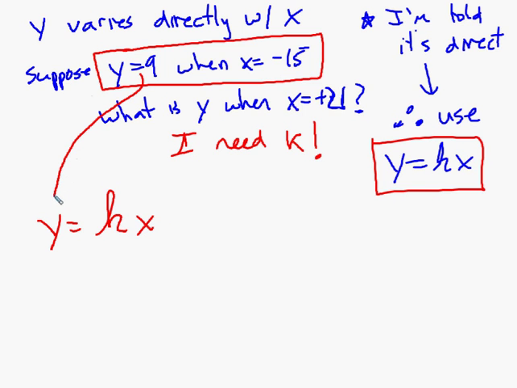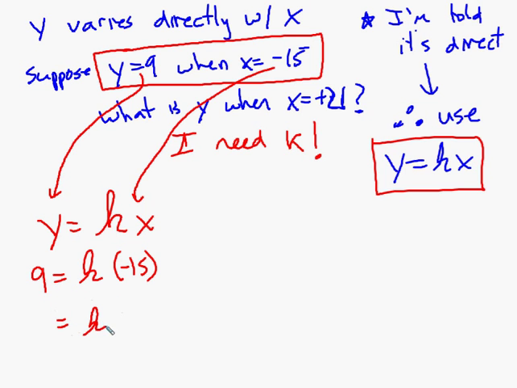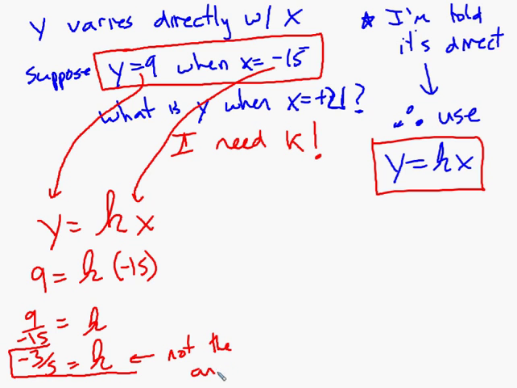So y is 9 when x is negative 15. So I just plug those in, which is actually what we just did when we asked the question. Is it a direct variation? This time we're finding k, so we divide both sides by negative 15. And I can reduce this fraction, so I get negative 3/5. That's k. This is not the answer. Well, why isn't it the answer? Because I'm not asked for k. What I'm asked for is, what is y when x equals 21.